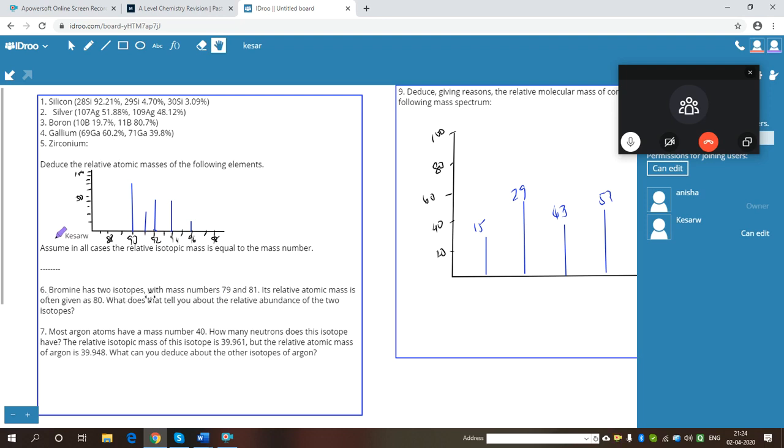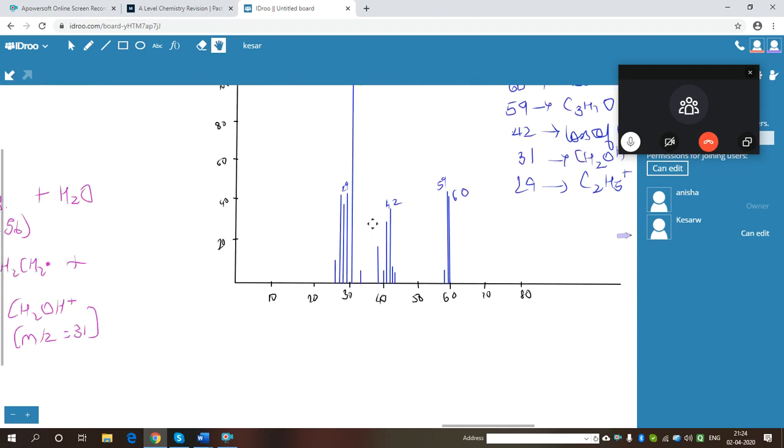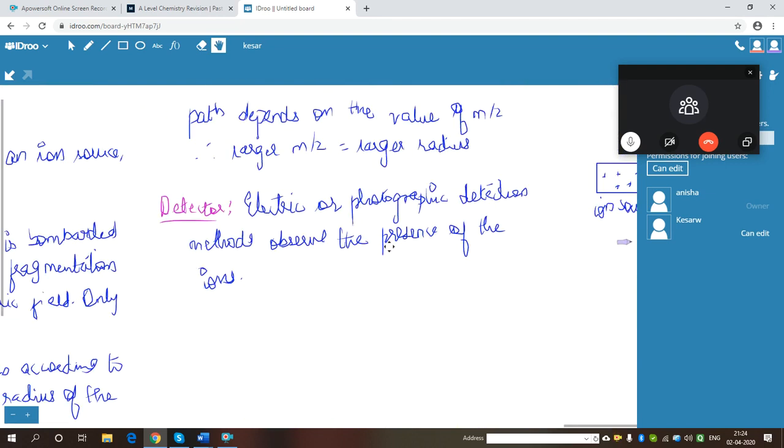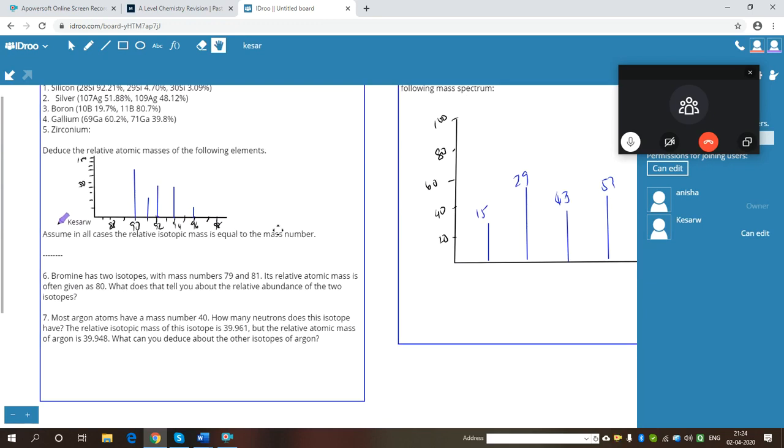Sixth one: bromine has two isotopes with mass number 79 and 81. Its relative atomic mass is often given as 80. What does that tell you about the relative abundance of the two isotopes? I think you can refer to the one which we have done with bromine earlier, in halogenoalkanes. We use the same example, bromine with isotopes 79 and 81. So the answer is given for you.